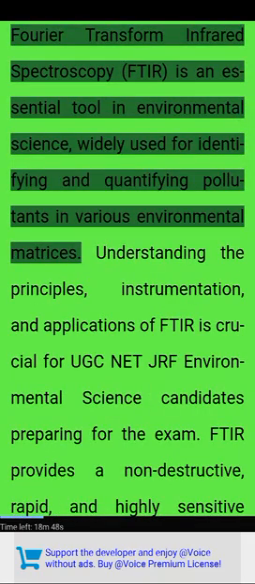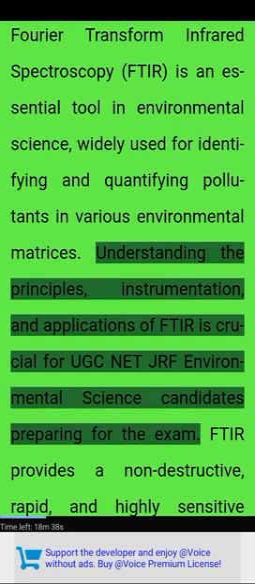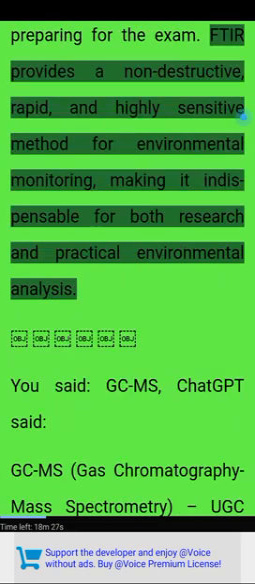Conclusion. Fourier transform infrared spectroscopy (FTIR) is an essential tool in environmental science, widely used for identifying and quantifying pollutants in various environmental matrices. Understanding the principles, instrumentation, and applications of FTIR is crucial for UGC NET JRF environmental science candidates preparing for the exam. FTIR provides a non-destructive, rapid, and highly sensitive method for environmental monitoring, making it indispensable for both research and practical environmental analysis.